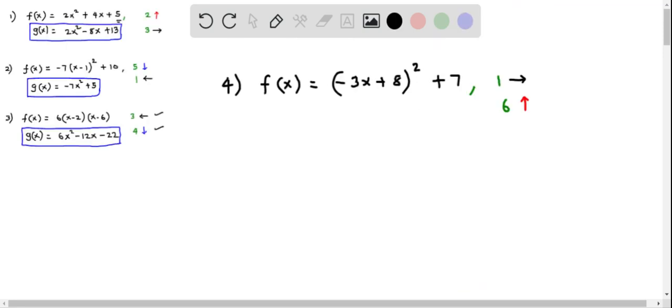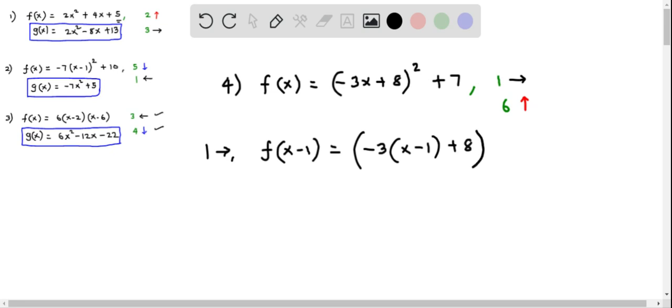In question 4, f of x undergoes 1 unit to the right and 6 units up. So first let's do 1 unit to the right, and for this we have to do f of x minus 1. That is, we replace x in f of x by x minus 1, and so therefore this becomes negative 3 times, replace x by x minus 1, plus 8, and this is quantity squared plus 7.